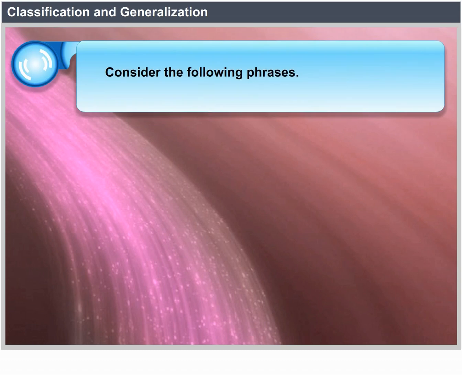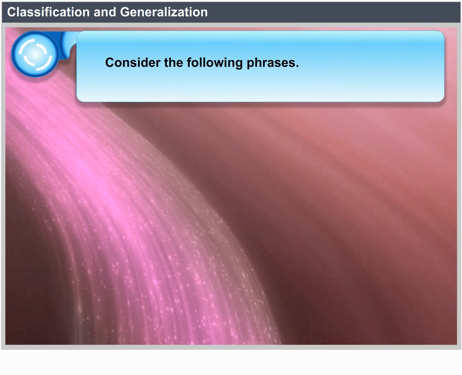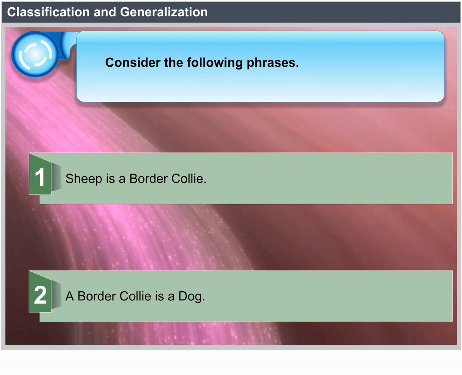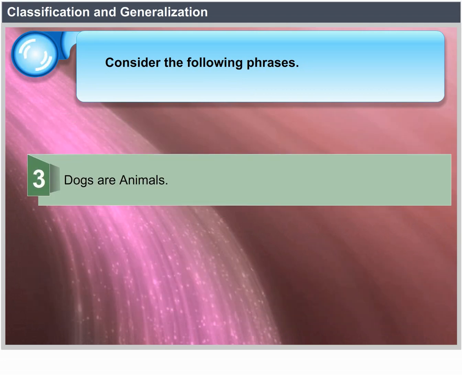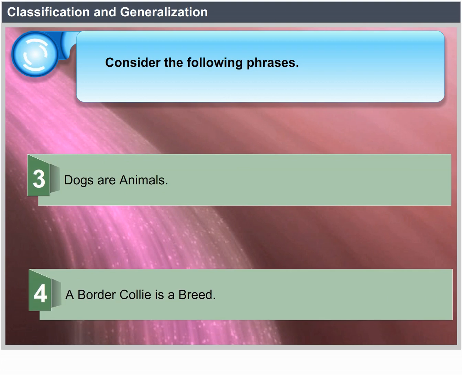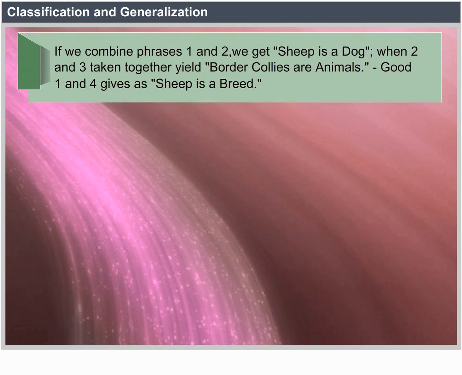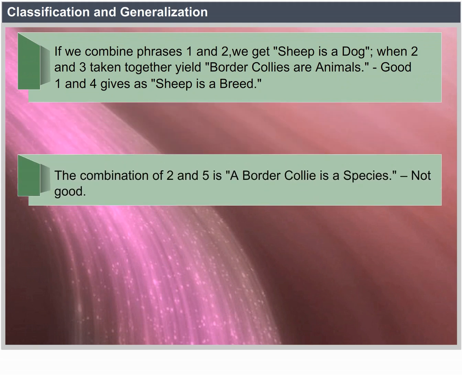Classification and generalization. Consider the following phrases. Sheep is a border collie. Border collie is a dog. Dogs are animals. A border collie is a breed. Dog is a species. If you combine phrases 1 and 2, we get sheep is a dog. When 2 and 3 are taken together they yield border collies are animals, good. 1 and 4 gives us sheep is a breed. The combination of 2 and 5 is a border collie is a species, not good.